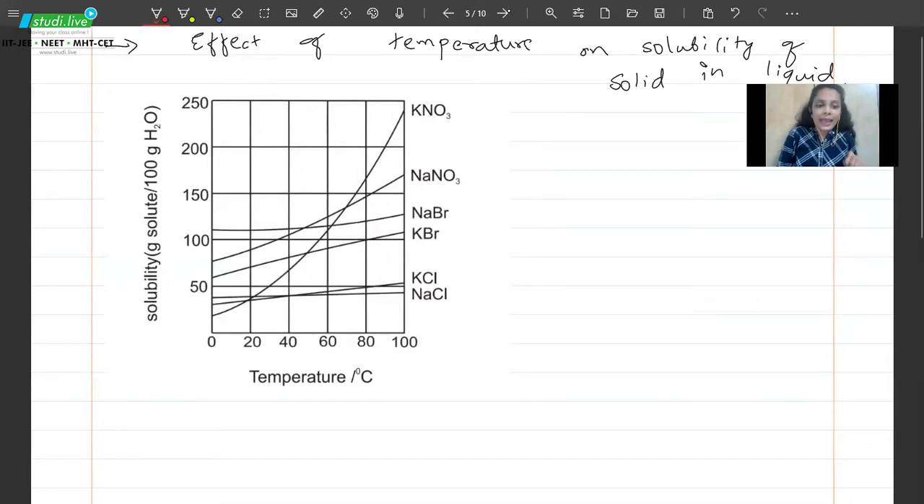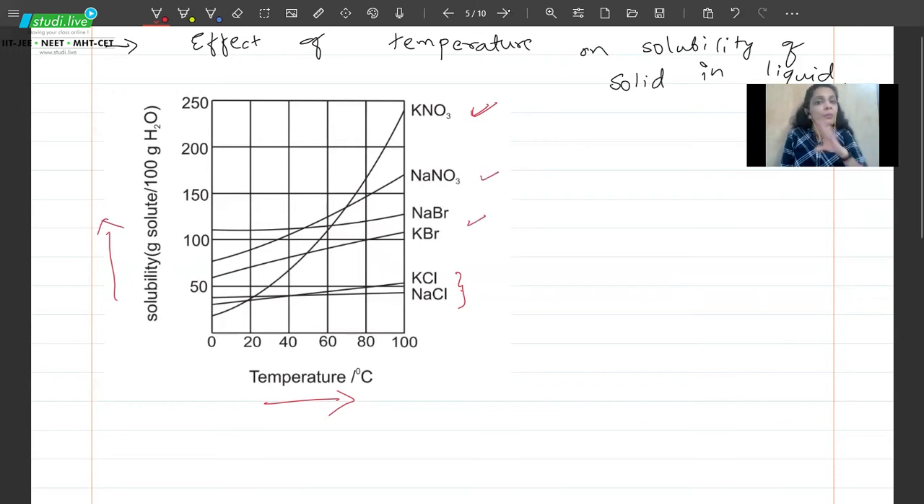On the x-axis, you will see the temperature. On the y-axis, you will see the solubility. For example, if I talk about NaCl and KCl, there is a very slight effect of change in temperature on solubility, which is almost similar. But if I talk about KNO3, if I increase the temperature, solubility is increasing. A similar thing is happening with NaNO3 and NaBr.